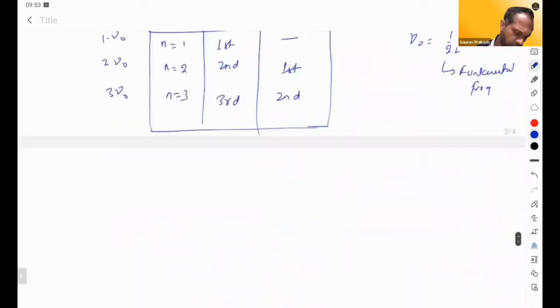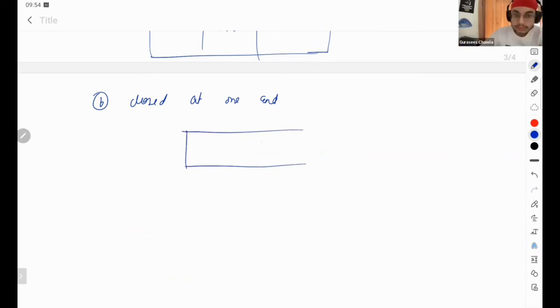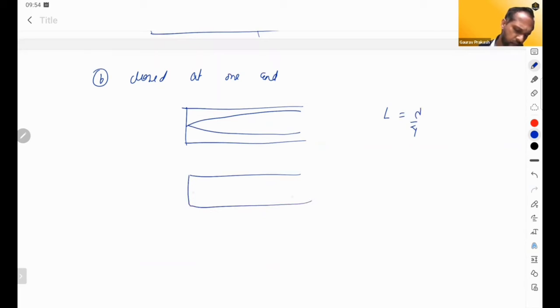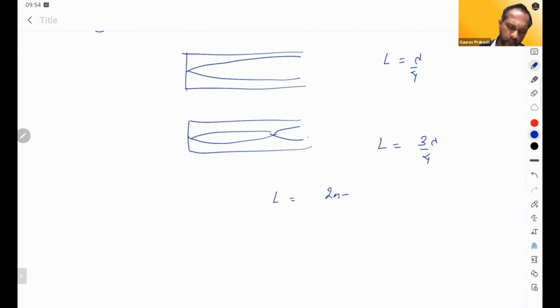If I have another situation that is closed at one end, so closed at one end, the simplest diagram that we can have is like this. That is L is lambda by 4. The next simplest diagram will be like this. That is L is equal to 3 lambda by 4. So based on this, I can say that L is again (2n plus 1) or (2n minus 1) lambda by 4. Okay. N starts from 0, let it keep as 1. N is 1, 2, 3. Okay.